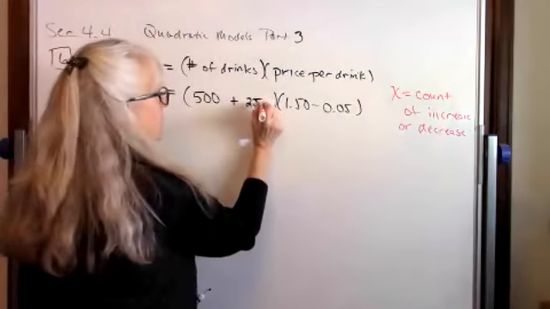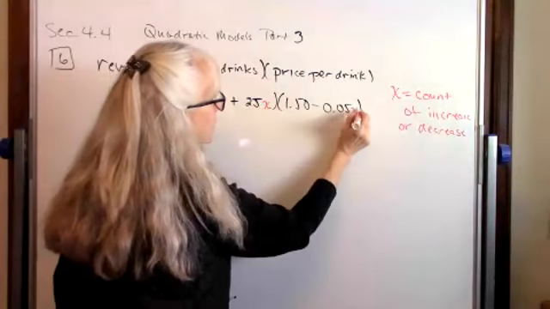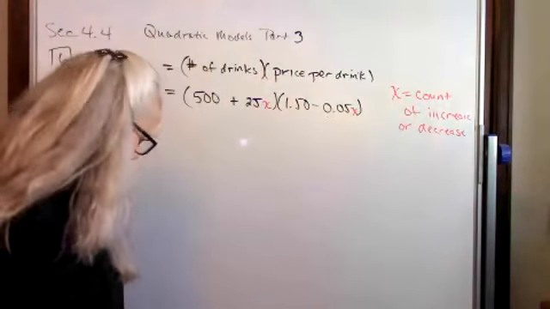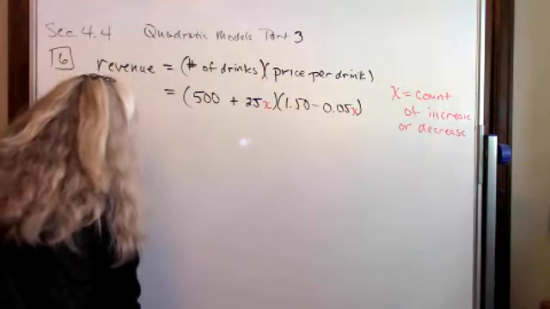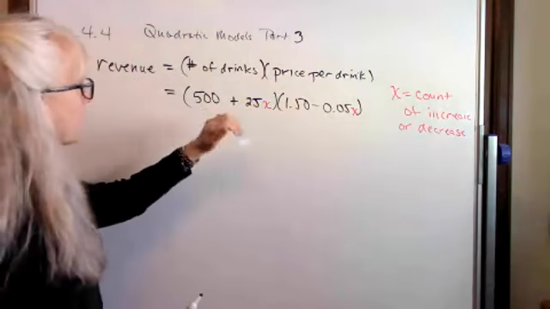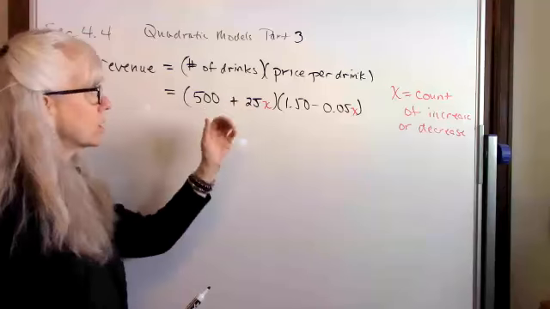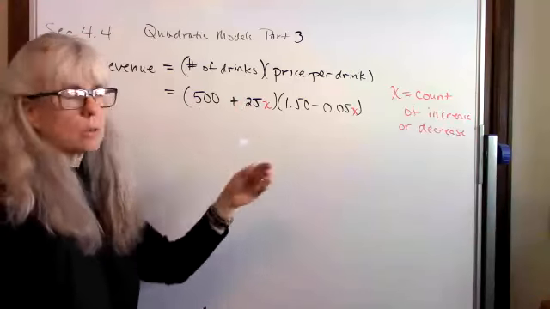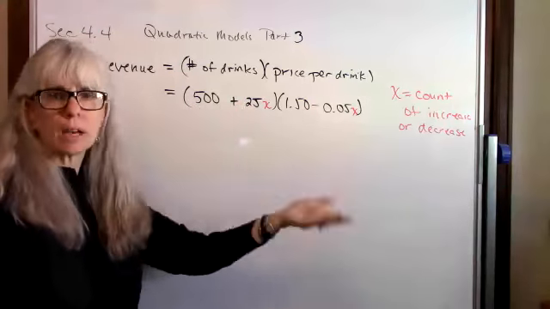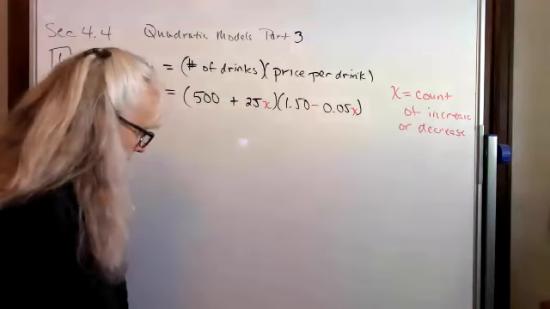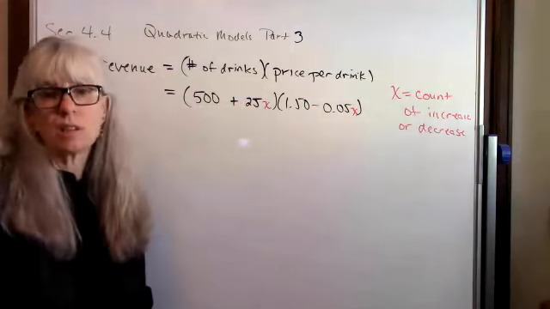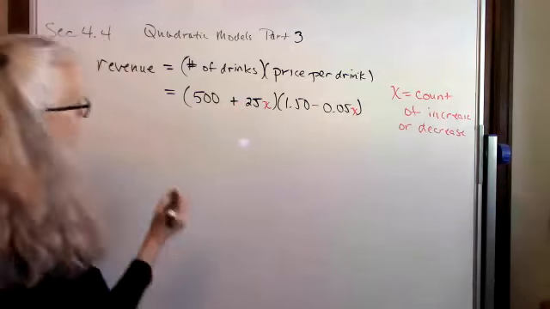So we're going to put an X by the 25, and we're going to put an X over here by the 0.05. Again, that's just telling me, am I going to increase the number of drinks sold by just 1 or by 2 or by 3 or what? So am I going to drop the price by just a nickel or a second nickel or a third nickel? Okay, so there's our equation. Doesn't look very good right now. We're going to go ahead and FOIL that out.